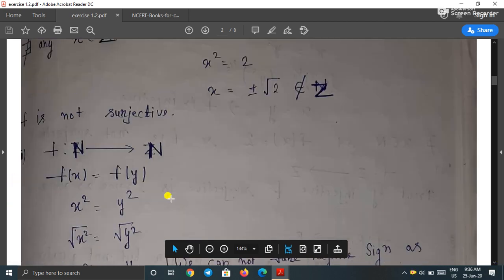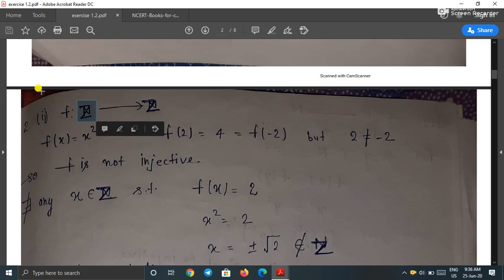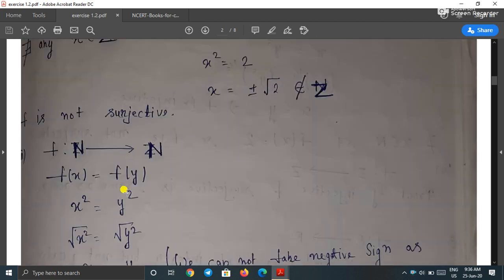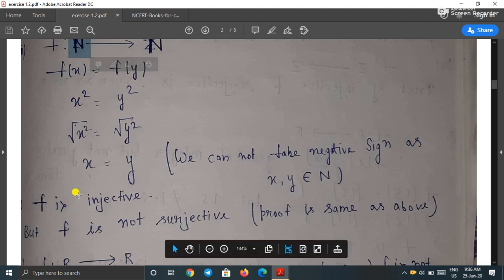See, we have the same function, but if we change the domain and codomain, then it affects the injectivity and surjectivity of the function. Here the function is not injective when the domain is the set of integers, but when the domain is the set of natural numbers, then it is injective. Means domain and codomain affect the surjectivity and injectivity of the function.